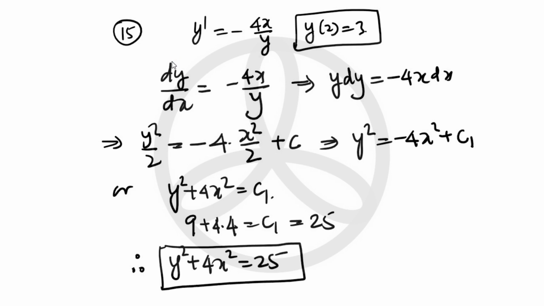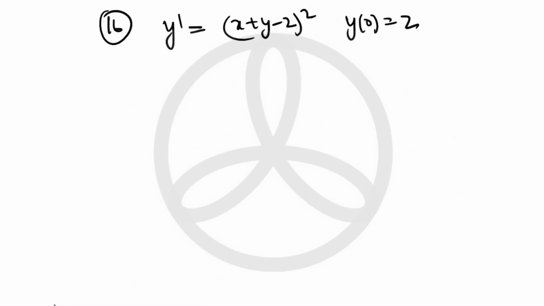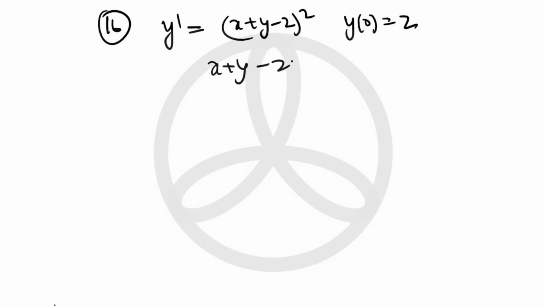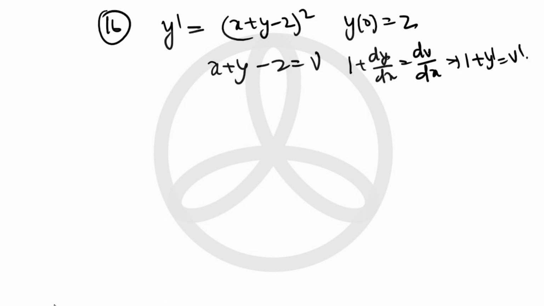Okay, so let's move to the next question now. In question number 16, we have to solve this as advised in the question itself. We can assume x plus y minus 2 is equal to v, and this will give us 1 plus dy/dx is equal to dv/dx, or we can write this as 1 plus y prime is equal to v prime.